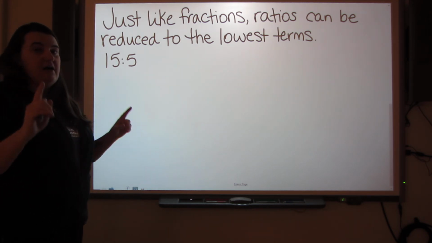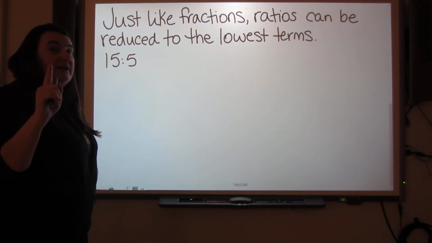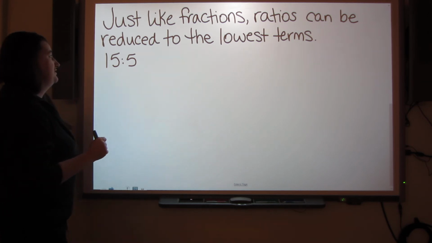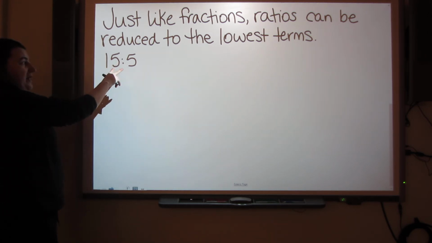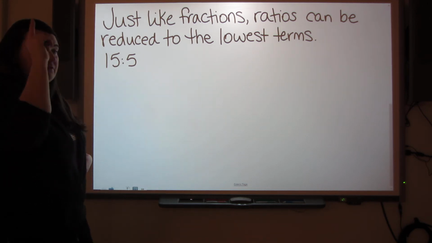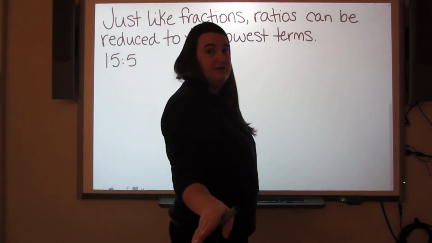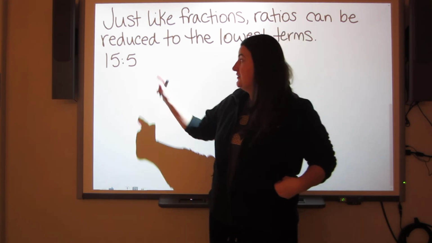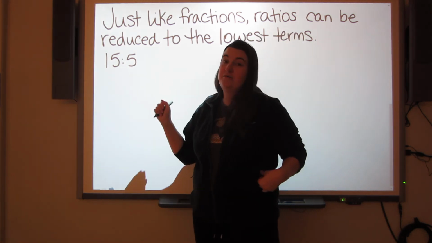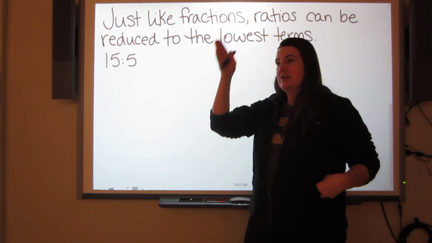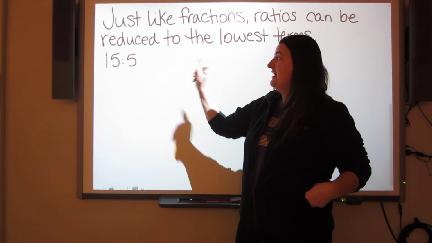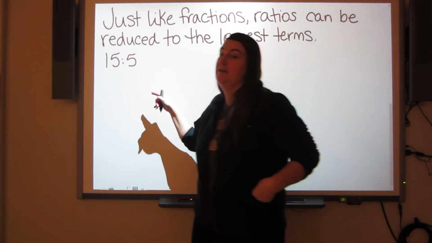Again, you've got a multiplication chart in your notebook as part of your homework package. Use your multiplication chart to figure out what number you can divide into 15 and 5. If you look down your 2's, 2 doesn't work. Both of them are odd numbers. Look down your 3's. 3 goes into 15, but 3 does not go into 5, so you can't use 3. You look down your 4's, can't use that. Look down your 5's, and that's the number that you're going to use to make this smaller.